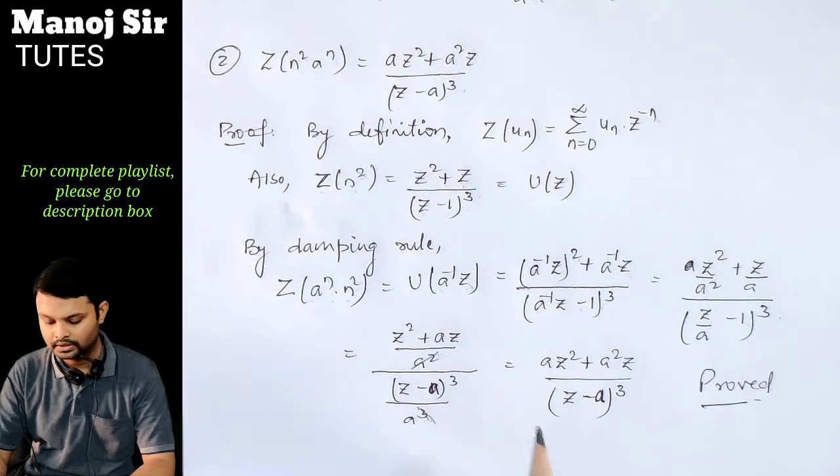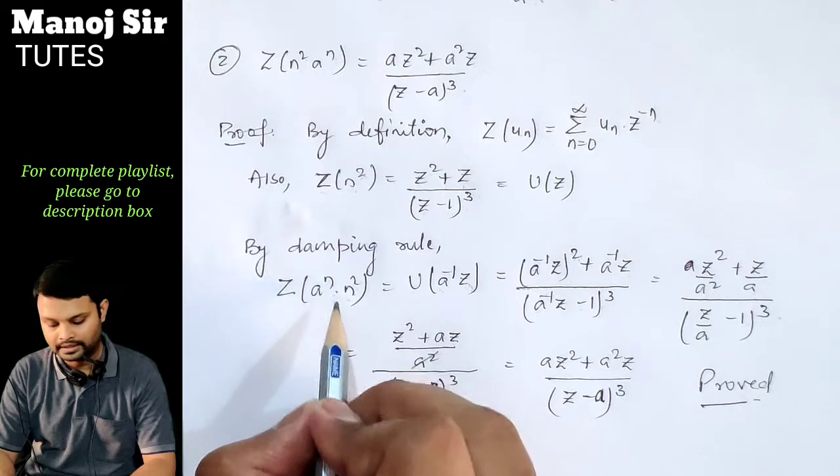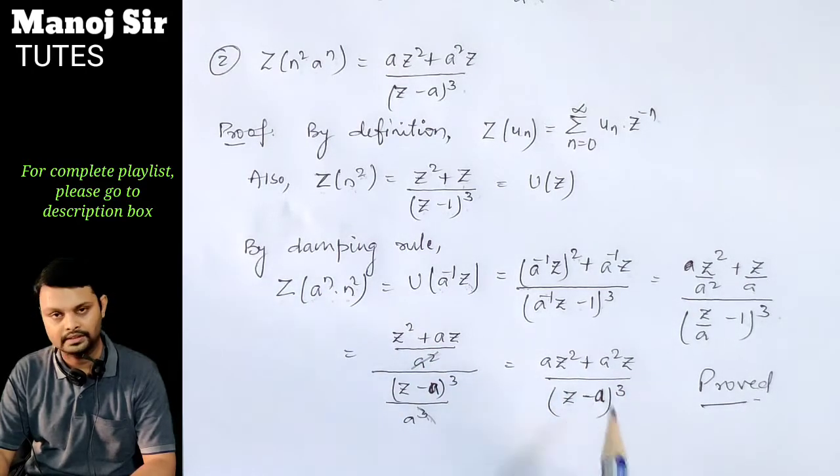So the second part is also solved. That is, the Z transform of a to the power n into n square is equal to (a z square plus a square z) upon (z minus a) whole cube.